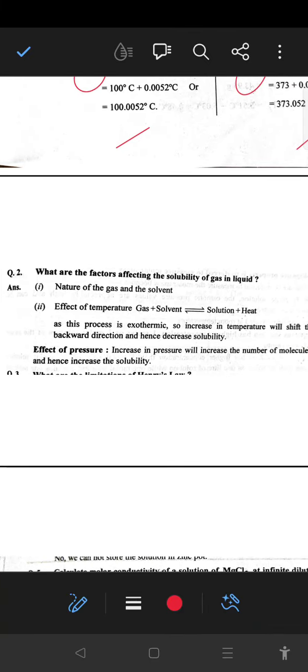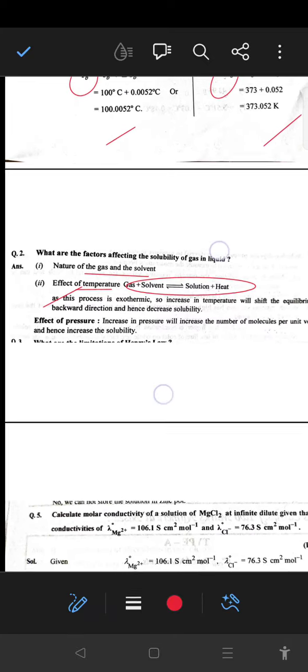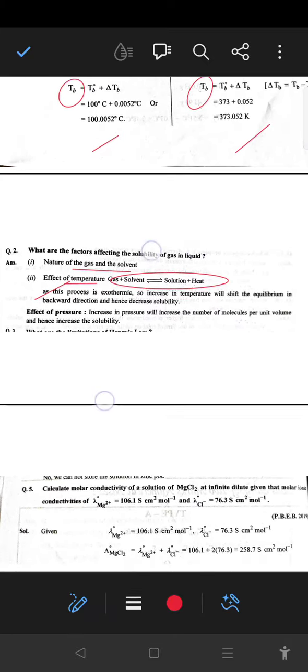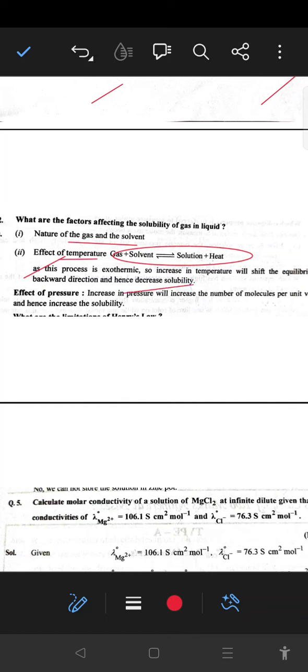Next, write the factors affecting the solubility of gas in liquid. So two factors: first, nature of gas and solvent. Second, effect of temperature. As we know, gas plus solvent to form solution plus heat. So as this process is exothermic, the increase in temperature will shift the equilibrium in backward direction and hence the solubility decrease हो जाएगी.